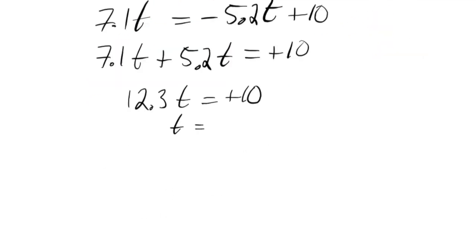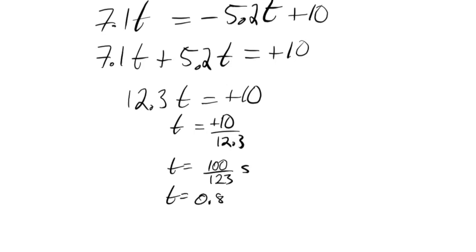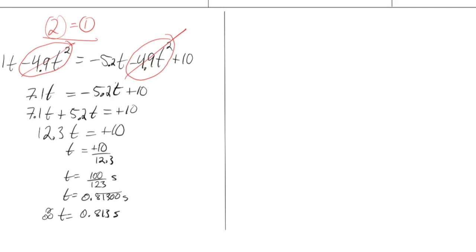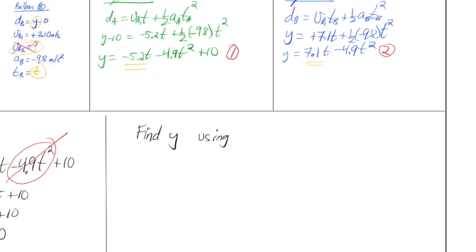So isolating for t, that's going to be 10 over 12.3. As a fraction, that's 100 over 123. As a decimal, that's 0.8130, and that's actually all repeated. And that's good enough for us. Now, of course, we write it as 3 sig figs. So that's 0.813 seconds.